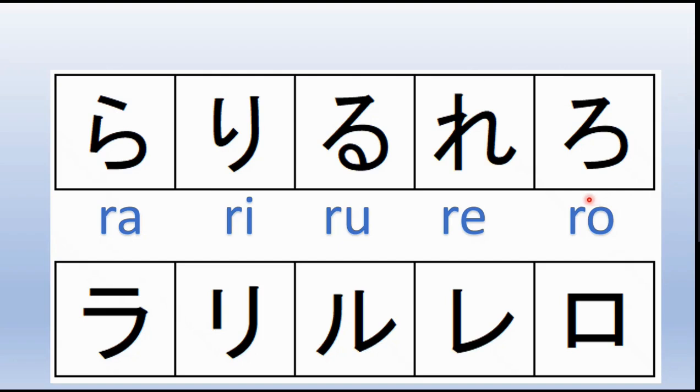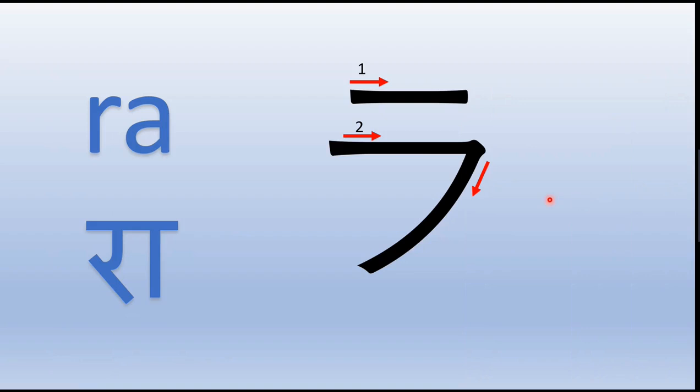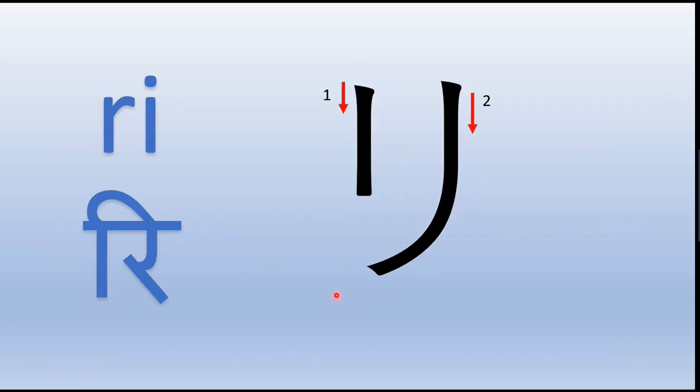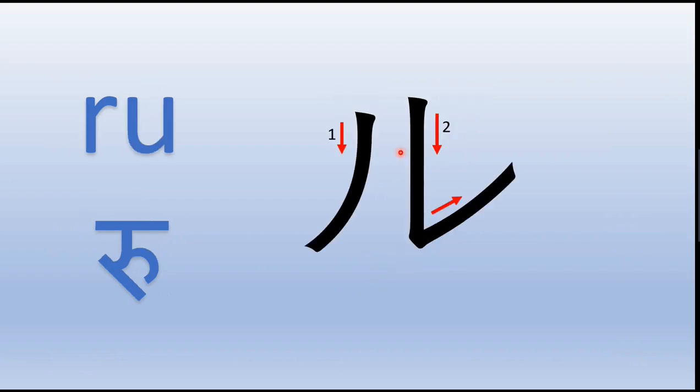And now we shall look at the way of writing all these in katakana. So this is ra. In ra, we have this horizontal line as the first stroke, and the second stroke is like this. This is ra. Then we have ri. Ri, this is the first stroke as a vertical line, and this is the second stroke like this. Then we have ru. Ru is written in two strokes, the first stroke like this, and the second stroke like this.